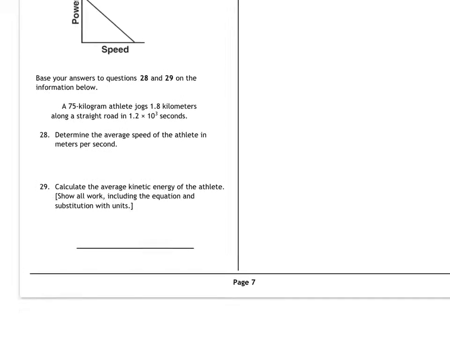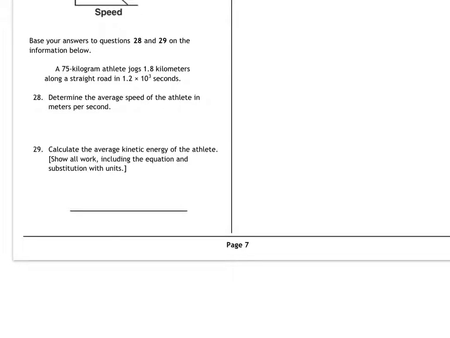All right, 28 and 29 are related. We have a 75 kilogram athlete, and they're jogging 1.8 kilometers along a straight road in this number of seconds. It looks like 1,200 seconds. So to determine the average speed of the athlete, we can probably do this relatively simply, using the equation average speed is distance over time.